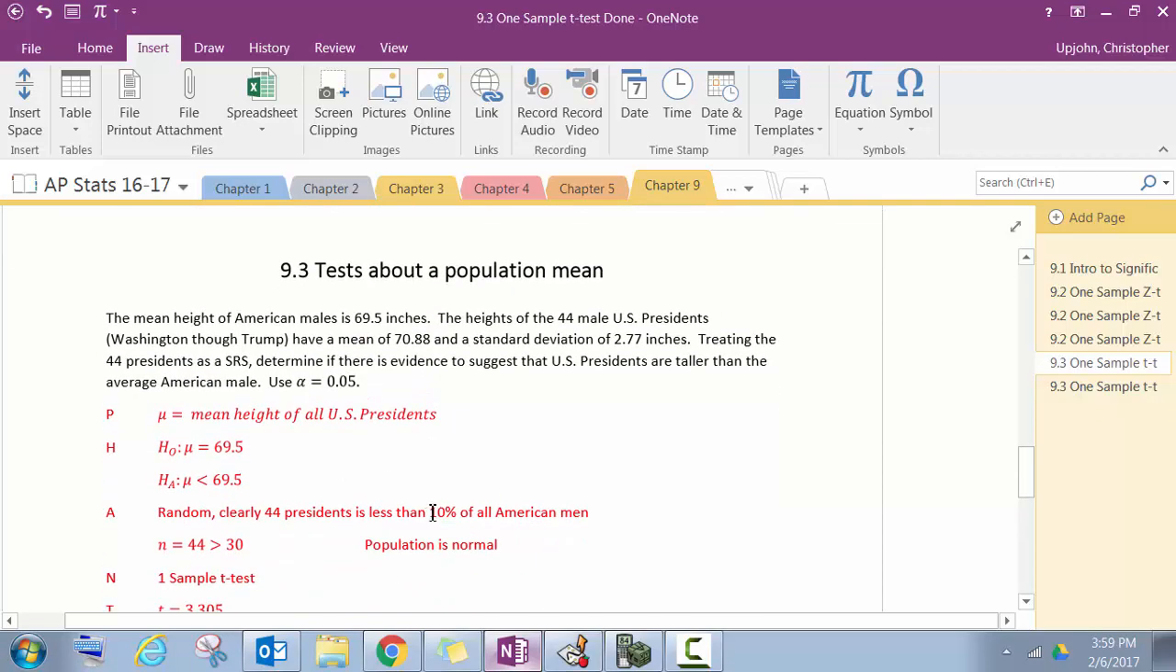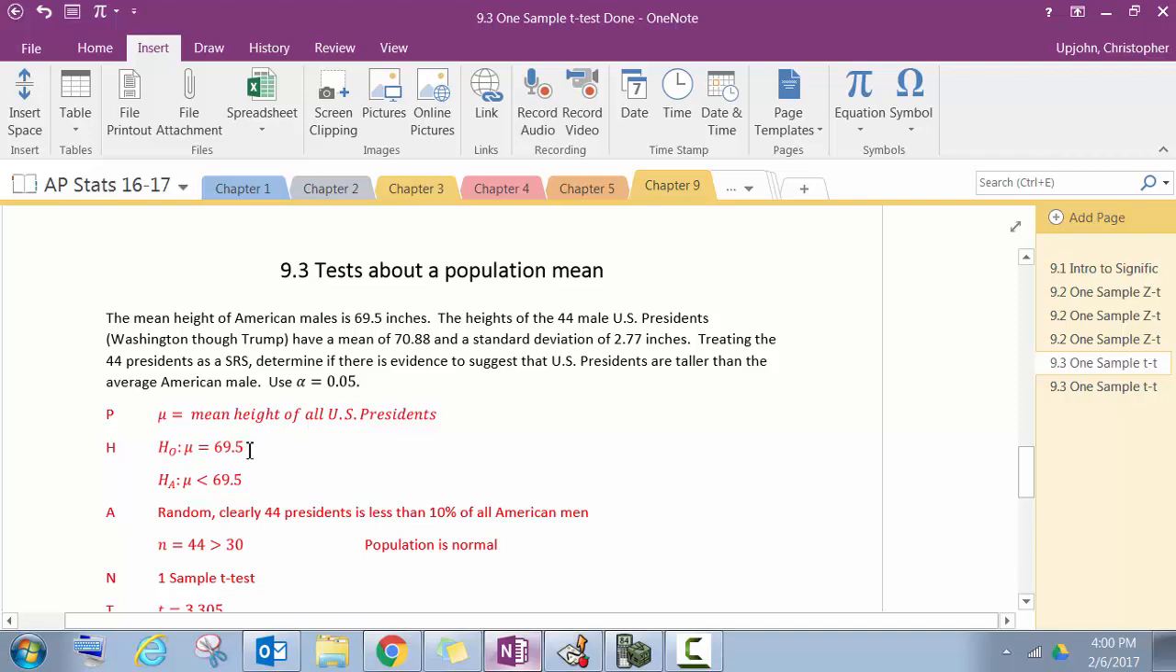We have another problem here. The mean height of American males is 69.5 inches. Heights of the 44 male U.S. presidents, Washington through Trump, have a mean of 70.88 and a standard deviation of 2.77 inches. Treating the 44 presidents as the SRS, determine if there's evidence to suggest that presidents are taller than the average American male. Alpha is 0.05. So here, mu is the mean height of all U.S. presidents.